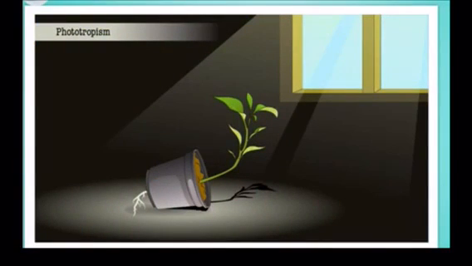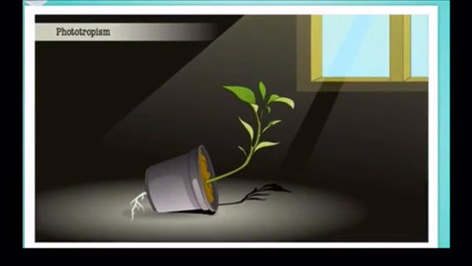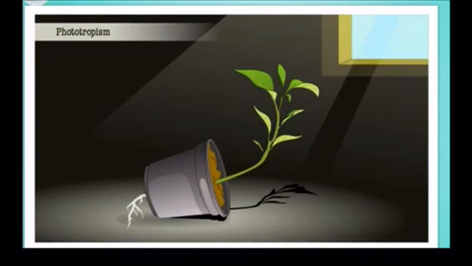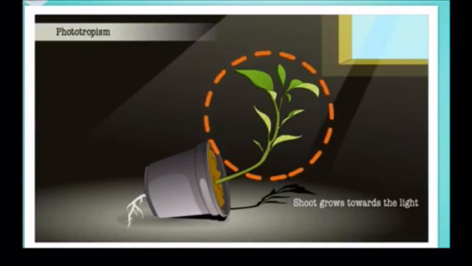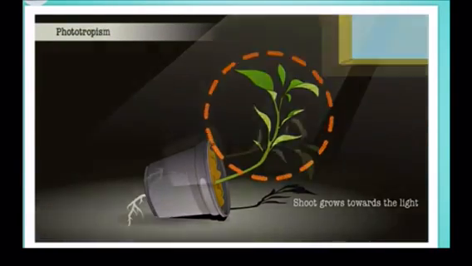We've looked at phototropism. Phototropism is usually a positive response to light that comes in greater intensity from one direction than another. The stems and leaves curve or bend toward the source of light.